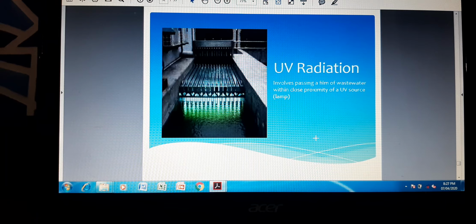UV radiation means ultraviolet radiation, mostly used for drinking water as well as for water used in pharmaceutical or chemical industries. There they use recycled water for their various processes. UV radiation involves passing a film of wastewater within close proximity of the UV source lamp. This is the lamp, and water is coming, and the rays are passed on this water. These rays kill the unwanted things, the bacteria or pathogens present in the water.